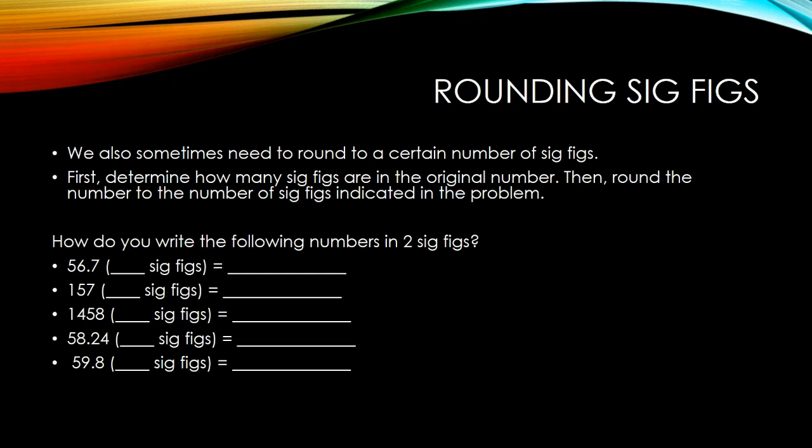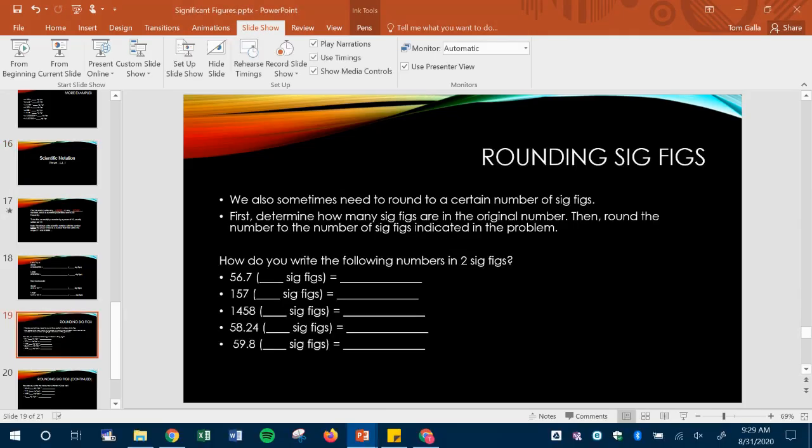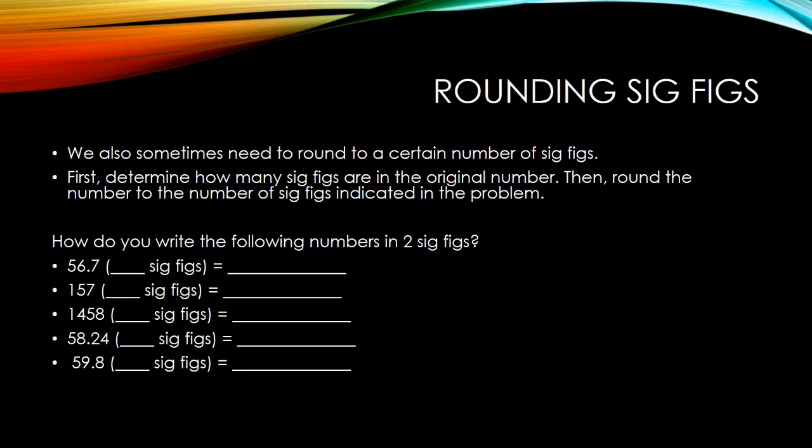All right, so now let's talk about our next topic, which happens to be rounding with sig figs. And that's the idea of rounding to significant figures. Now, a lot of times we have to round to a certain number of significant figures at the end of a calculation. And so the idea is first you need to determine how many sig figs are in the original number, then round that number to the correct number of sig figs.